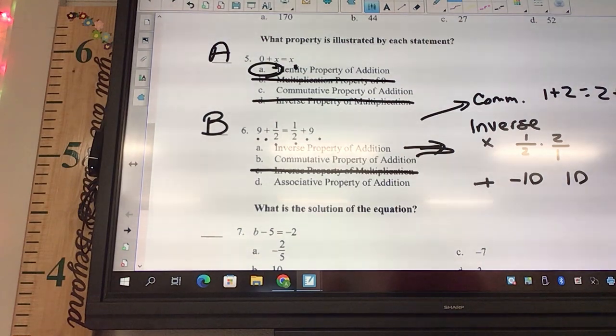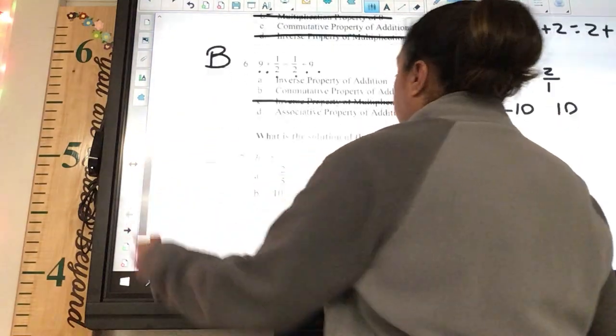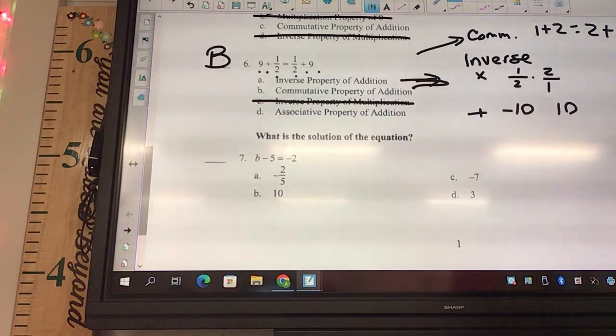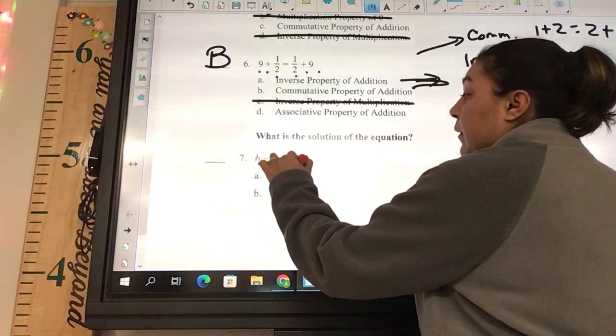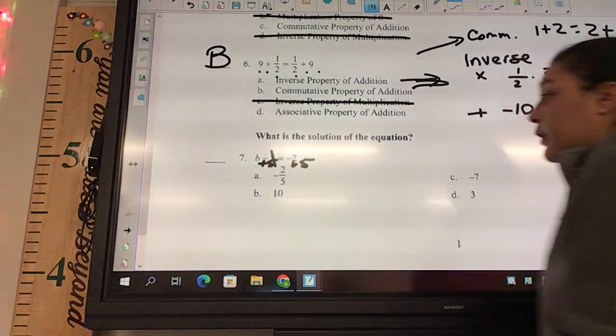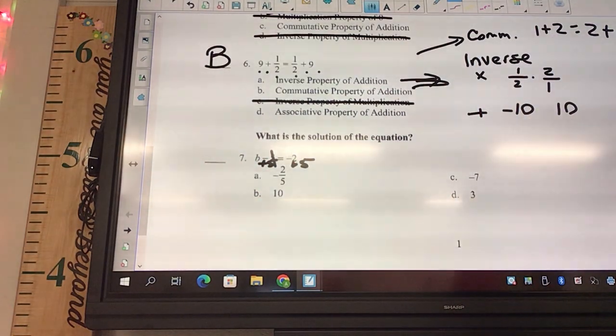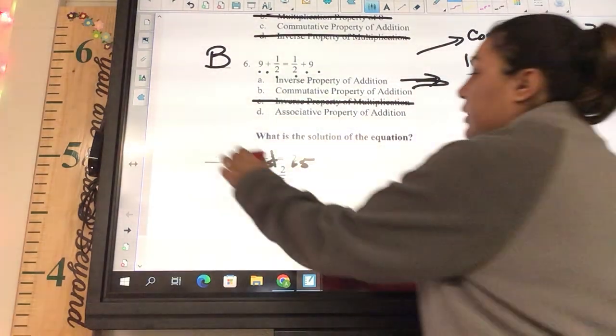What number are we on? 7? 7, what is the solution of the equation? How do I solve for B? Add 5 to both sides. So what am I going to get? B equals, what is -2 plus 5? 3, which is D.